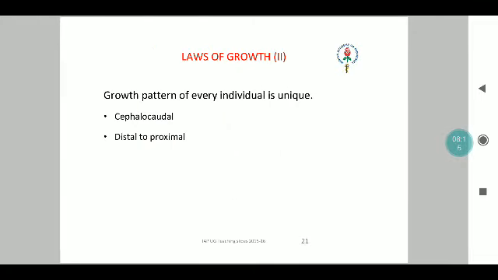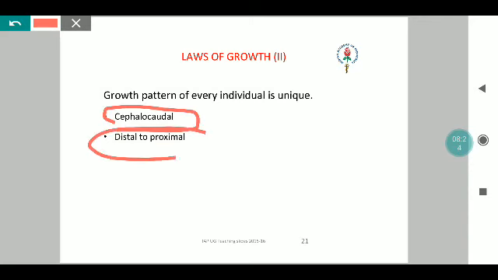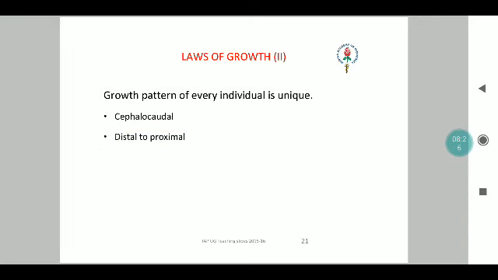Coming to the second law of growth, the growth pattern of each individual is unique, and it is important to remember that growth happens cephalocaudally and distal to proximally. I repeat, growth is individualized and is unique. Growth occurs cephalocaudally and distal to proximally.